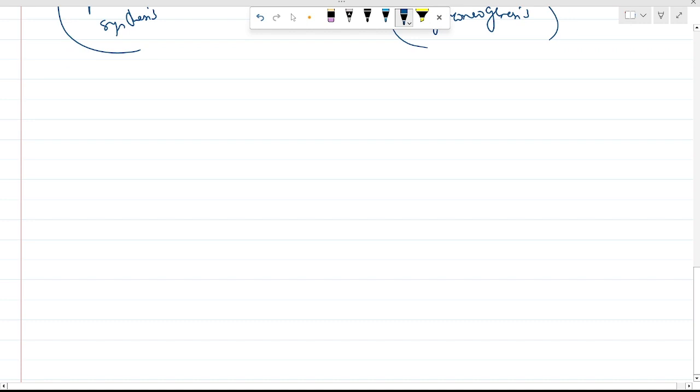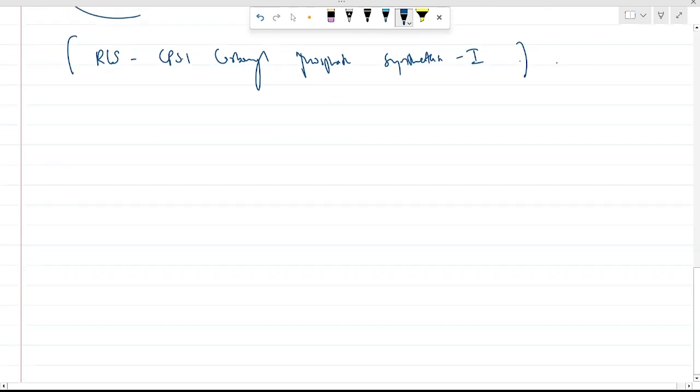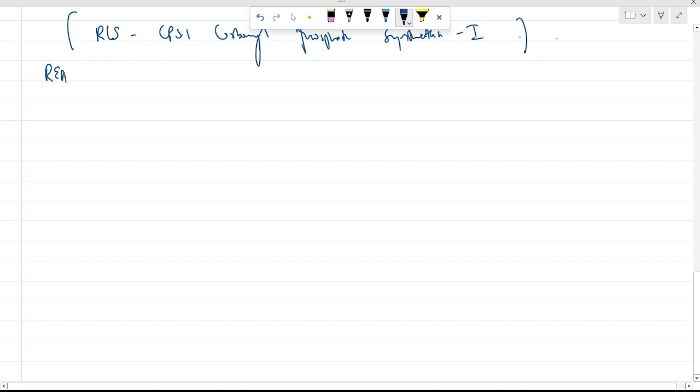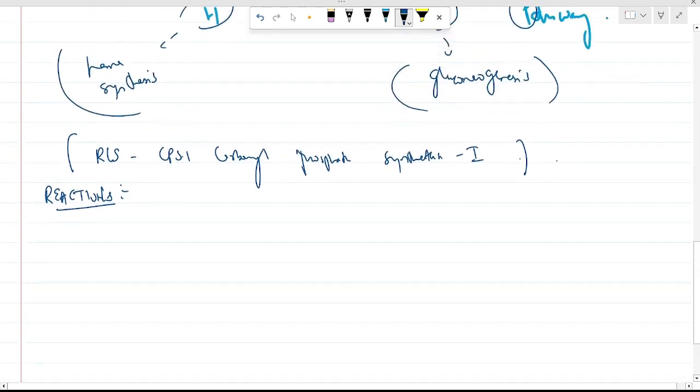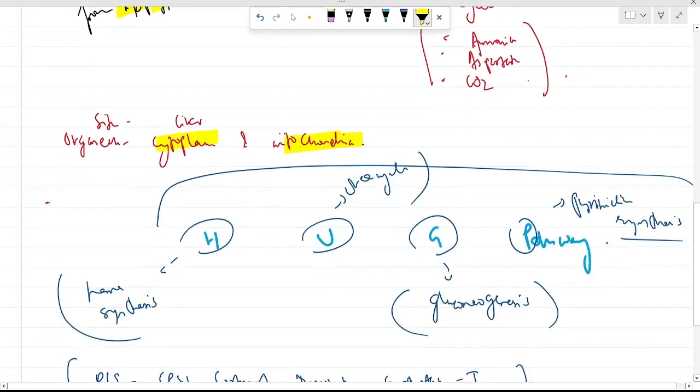The rate limiting step of urea cycle, remember, first of all is this CPS1, carbamyl phosphate synthetase 1. This is the rate limiting step or the enzyme involved in the urea cycle. Finally, we will start the reactions.